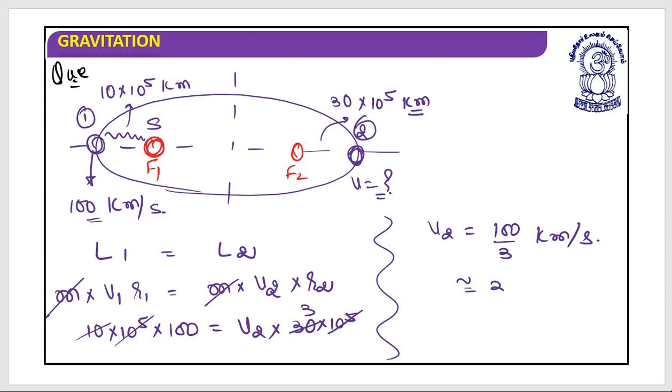It's approximately 33.33 kilometer per second. This is the v2 velocity at this point. I hope this is clear.